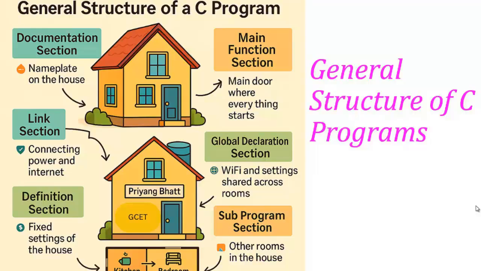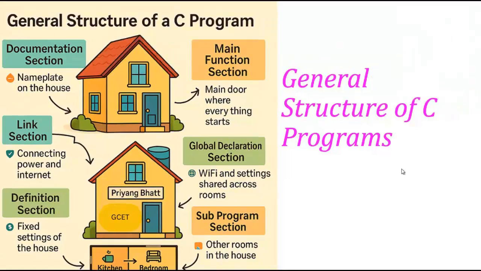So let's get started. When we build a house, every part has a purpose, right? Similarly, when we write a C program, every section has its role. Let's walk through the house together and match it with the C program structure, so it becomes very easy for you to remember. Now let's start with our first section, the documentation section.